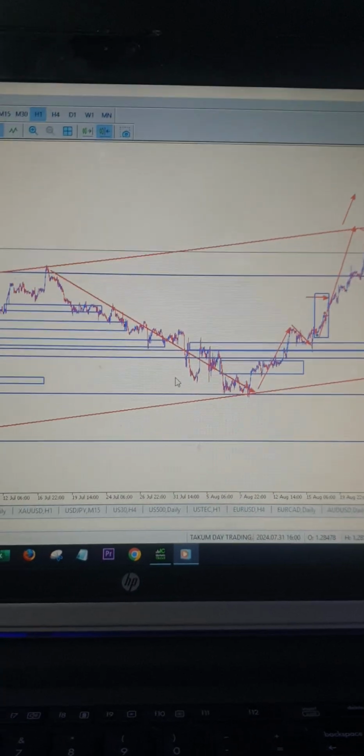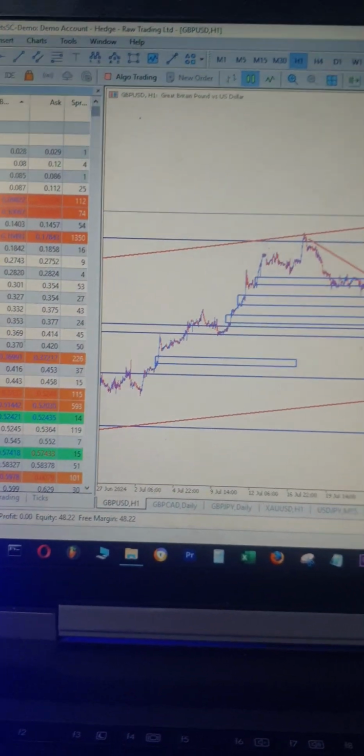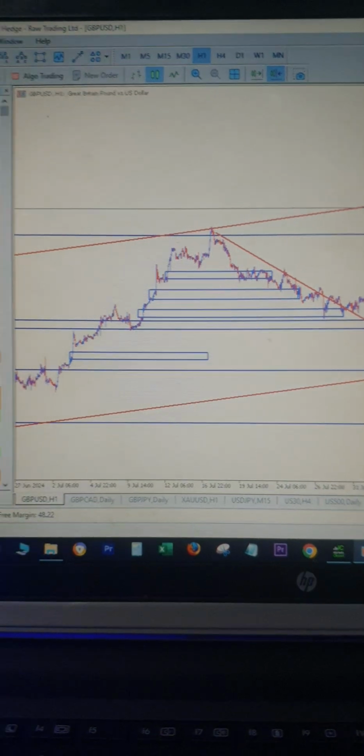I'm here to show you guys how I do my trading, how I analyze the market, and what I do before I take a trade. So I just want us to randomly go over the currency pairs that I've placed that I always trade. I have a couple of currency pairs lined up here.